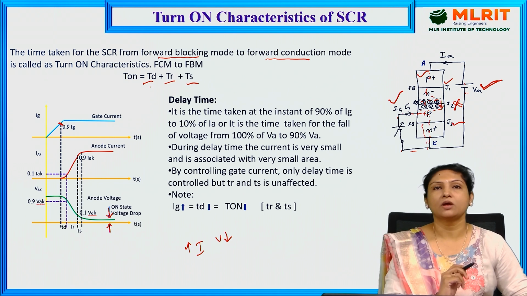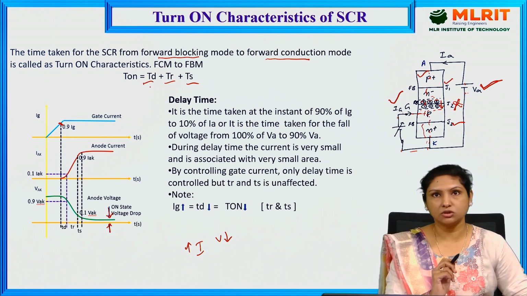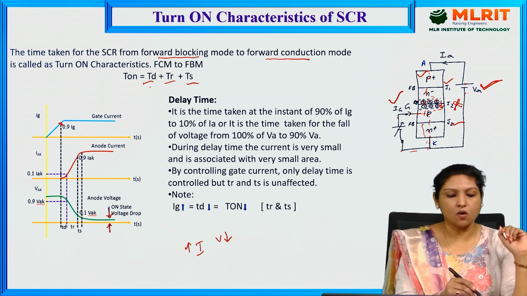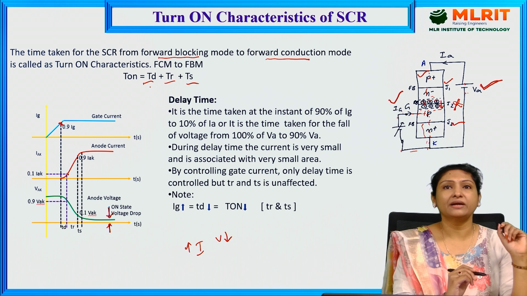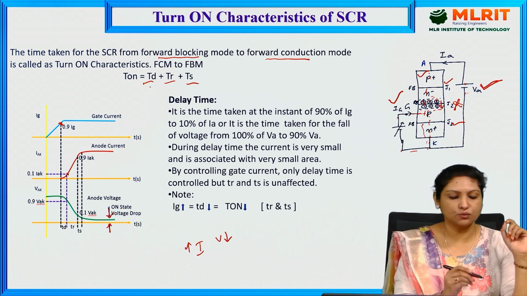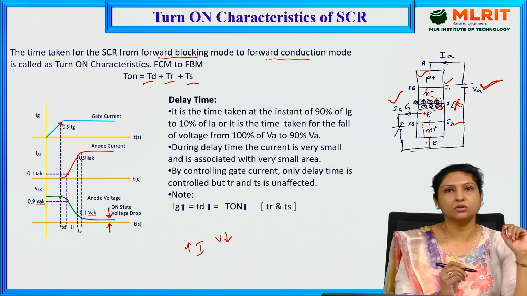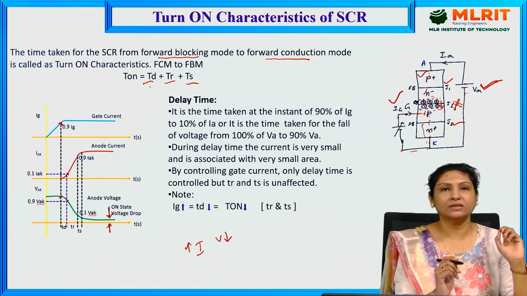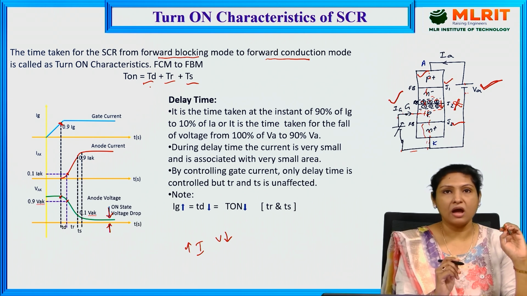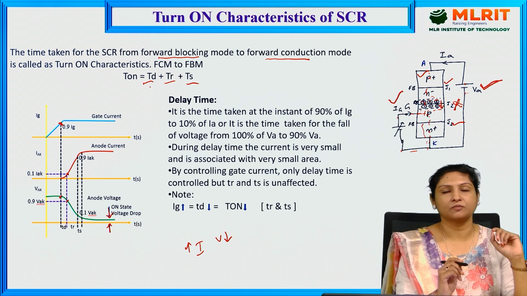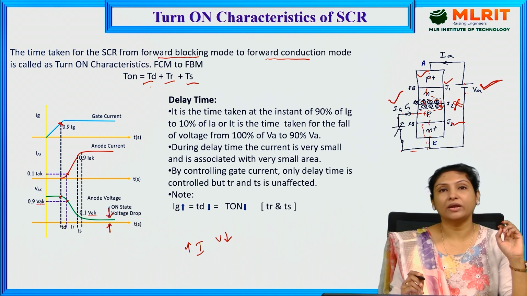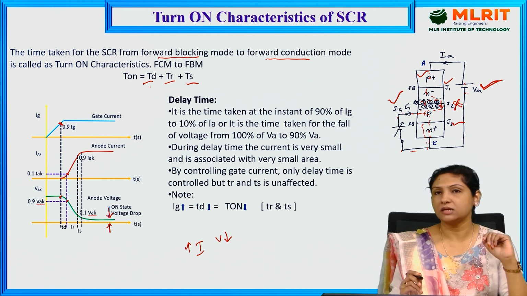Coming to the delay time, it is the time taken from the instant of 90% of Ig to 10% of Ia, or it is the time taken for the fall of voltage from 100% anode voltage to 90% of anode voltage. During delay time, the current is very small and is associated with a small area. By controlling gate current, only delay time is controlled, whereas rise time and spread time remain unaffected.